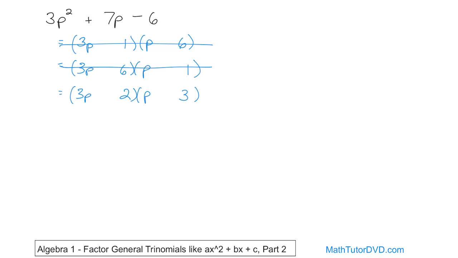Now I start looking at where to put my signs. I have a negative 6, so one needs to be a plus and one needs to be a minus in order for this to multiply to give me this. So what's it going to be? Since this is a positive in the middle, I want the positive sign to give me the larger thing. Here, 3 times 3 would give me 9, so I know I want this to be a positive and this to be a negative. And make sure you understand why. It's because this multiplies to give me negative 2p. This multiplies to give me positive 9p. So when I add them, I get the positive 7p. Again, these multiply to give me the negative 6.